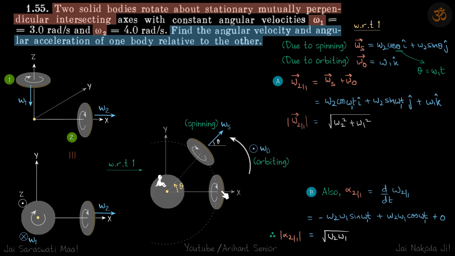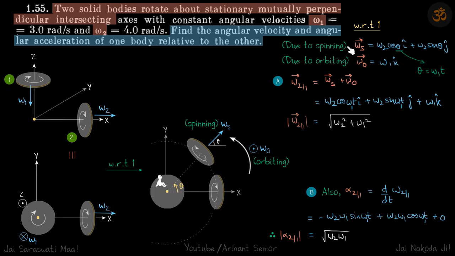Initially at t equal to 0, the wheel was here. When we started observing, the wheel started turning, which means this angle theta is equal to omega 1 into t, because it's rotating with the same angular velocity as omega 1 in magnitude. So theta is omega 1 t, and due to orbiting, omega o is omega 1 k cap. So what is omega o? That is the negative of this, and omega 1 is inside the plane. So omega o is going to be outside the plane, but the same in magnitude, which will be omega 1 k cap, right?